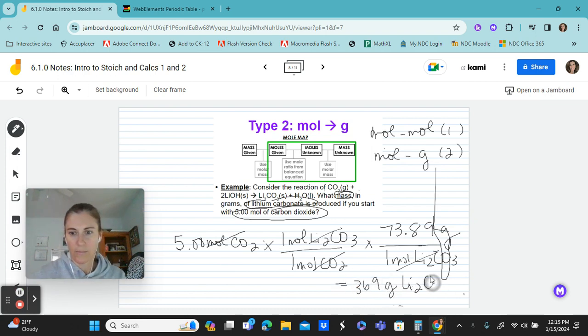Now this is a much more practical measurement, because in lab, as you know, you can't measure moles out. This is the amount of lithium carbonate, in theory, I should produce from 5 moles of carbon dioxide.